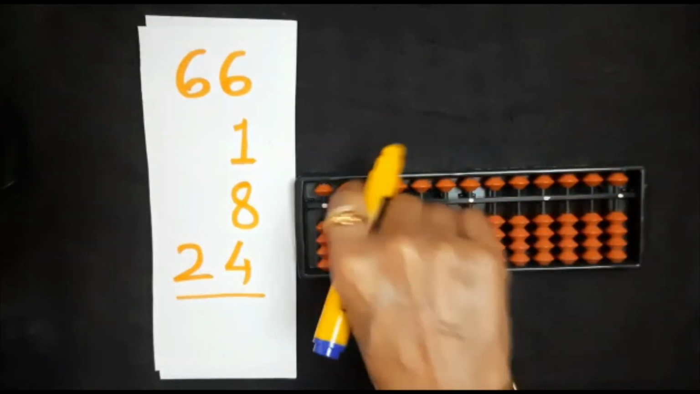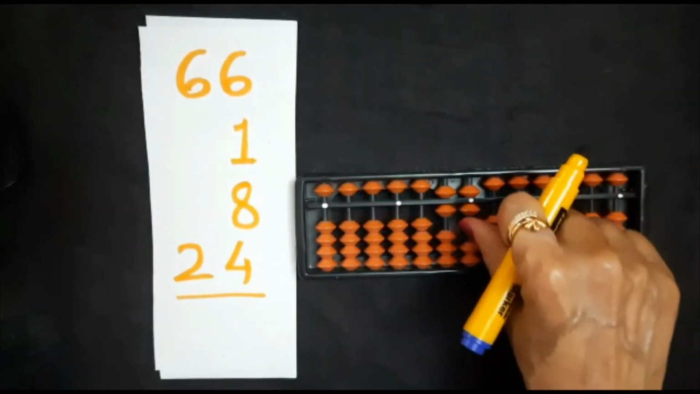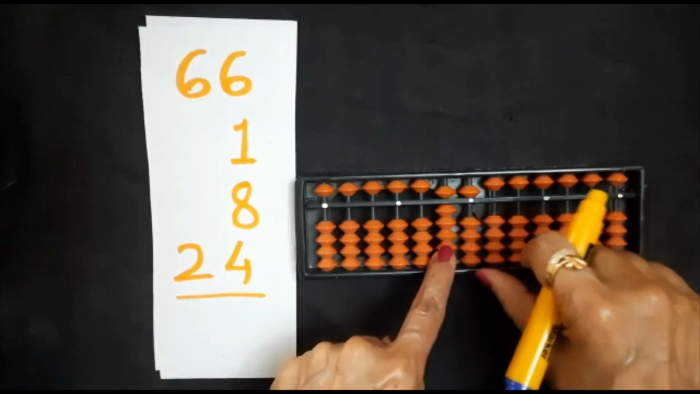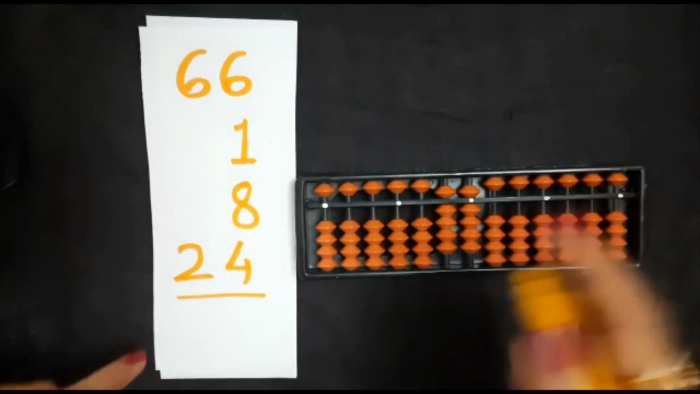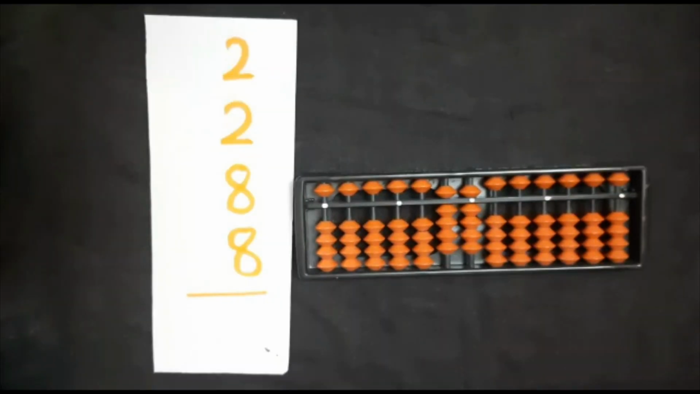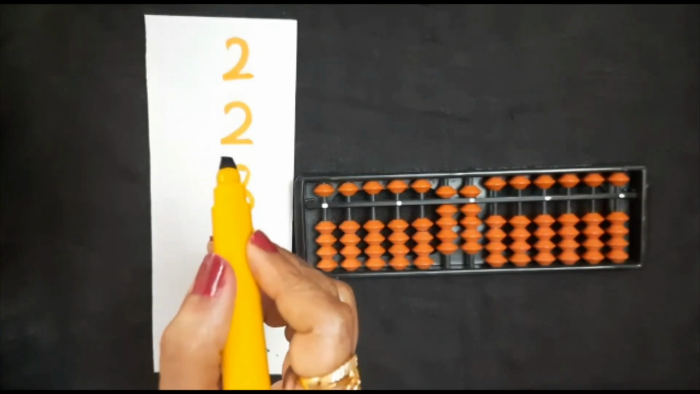Clear the abacus. 66 plus 1 plus 8 plus 24. 20 plus 4. So answer is 99. We know that on these two roads maximum value we get 99. Now time to do for homework.